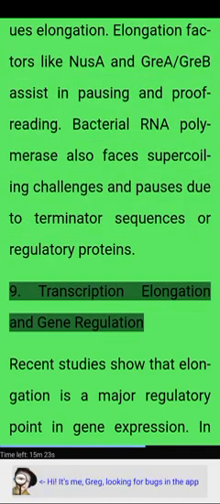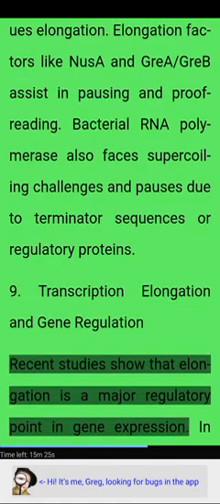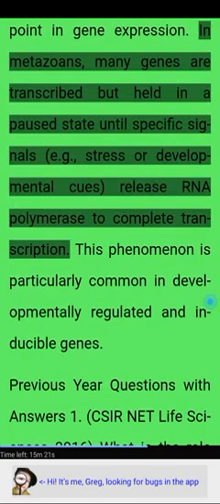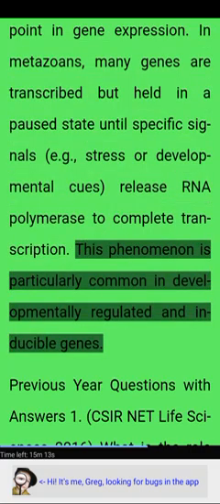9. Transcription elongation and gene regulation. Recent studies show that elongation is a major regulatory point in gene expression. In metazoans, many genes are transcribed but held in a paused state until specific signals, for example stress or developmental cues, release RNA polymerase to complete transcription. This phenomenon is particularly common in developmentally regulated and inducible genes.